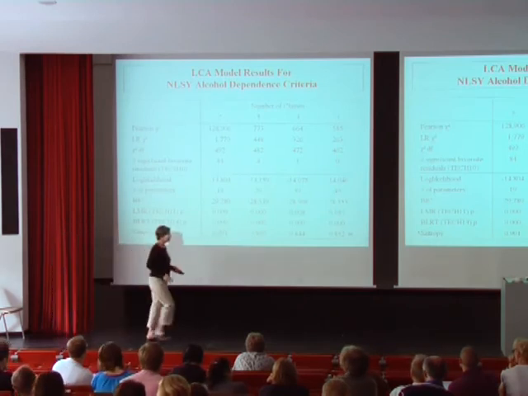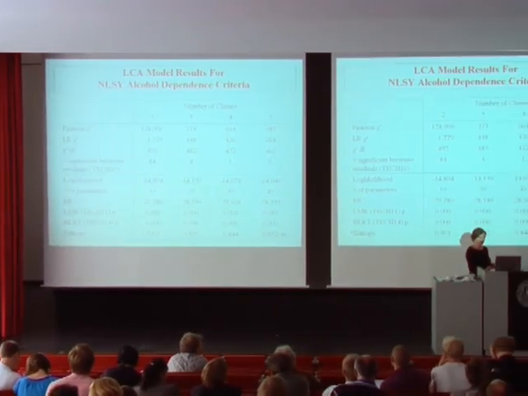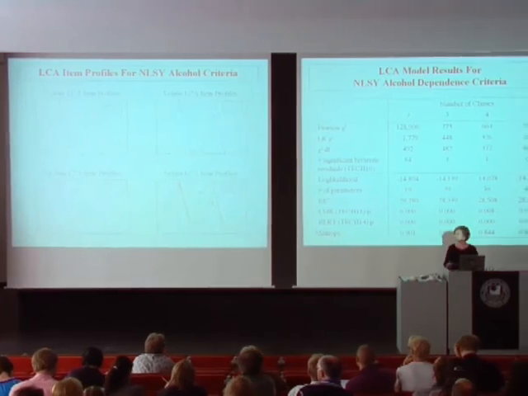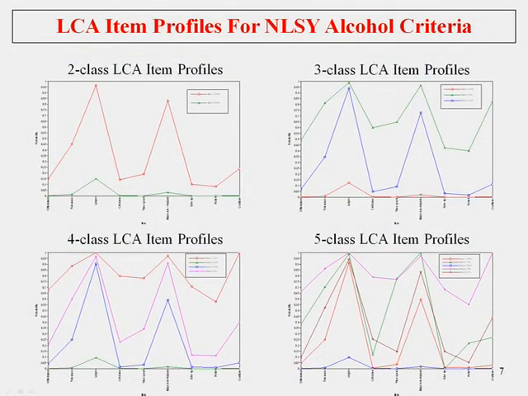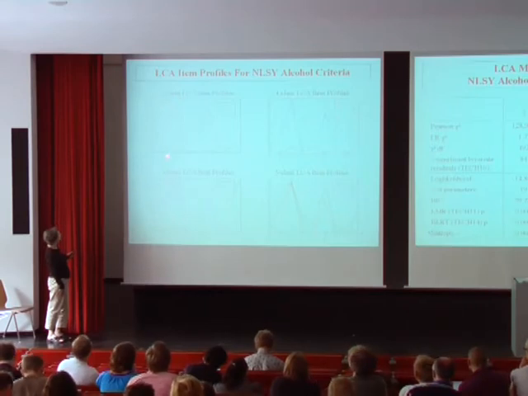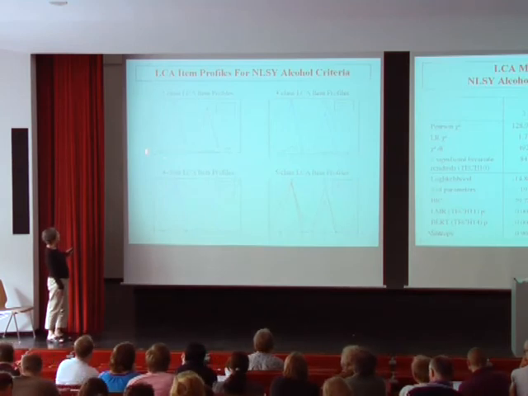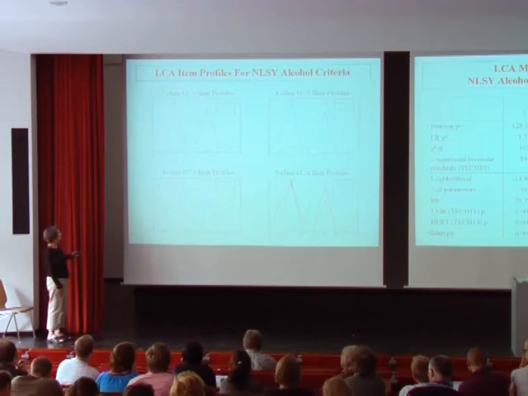Well, one thing that we can do is look at plots. You can use the plot command in Mplus with the series option to create these item profiles. So here we have the 2-class solution. And along this axis all the items are listed, like item 1, item 2, item 3, item 4, and then the conditional item probabilities on the y-axis.